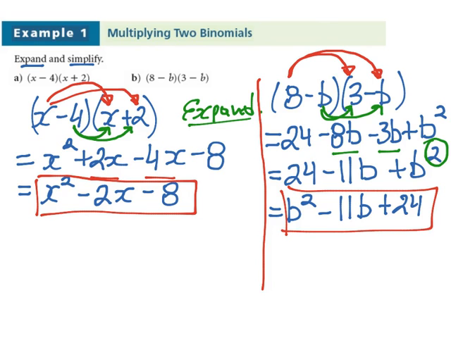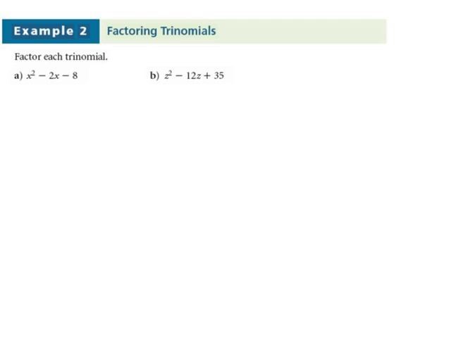Let's take a look at a different example. We're going to factor now each trinomial. So we're going to factor this x squared minus 2x minus 8. What factoring means is that we're going to find two polynomials that multiply together to get x squared minus 2x minus 8. And there's a specific procedure that we're going to use.